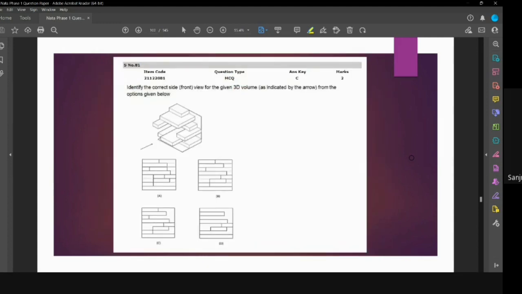Next question. Identify the correct side front view for the given 3D volume as indicated by the arrow from the options given below. So we have an orthographic question here. ആ arrow മാർക്കിന് നോക്കുമ്പോൾ കാണുന്ന ഫ്രണ്ട് വ്യൂ ഈ തന്നിട്ടുള്ള 4 ഓപ്ഷൻസിൽ ഏതാണ്? Is the question. The correct answer is option C.